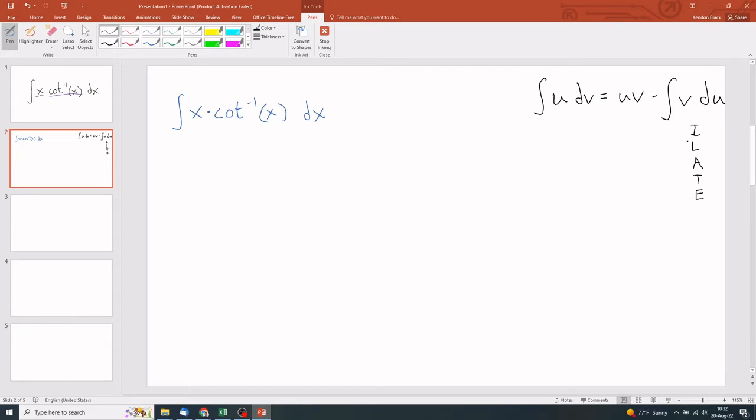And we start with the I, and we go down to E, and these are for choosing what to make the u in the formula. If we have an inverse trig function in the integrand, which we do, we should make that the u. And if we didn't, but we did have a log, we would make that the u. If we didn't have either, but we had an algebraic expression, we would make that the u, etc. But we do have an inverse trig function in this case. So let's go ahead and make that the u. So u is the arc cotangent of x.